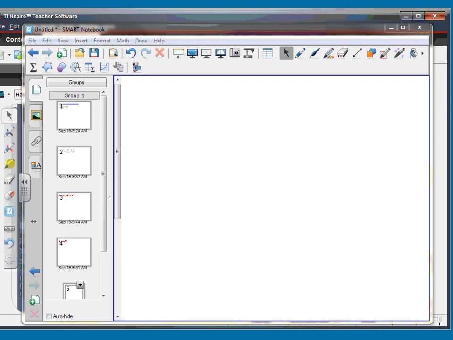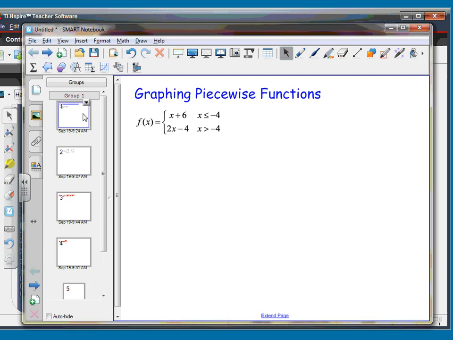Okay. First thing we're going to talk about is graphing piecewise functions. This is problems on the back of your paper. On the back of your paper, you guys had to graph piecewise functions.